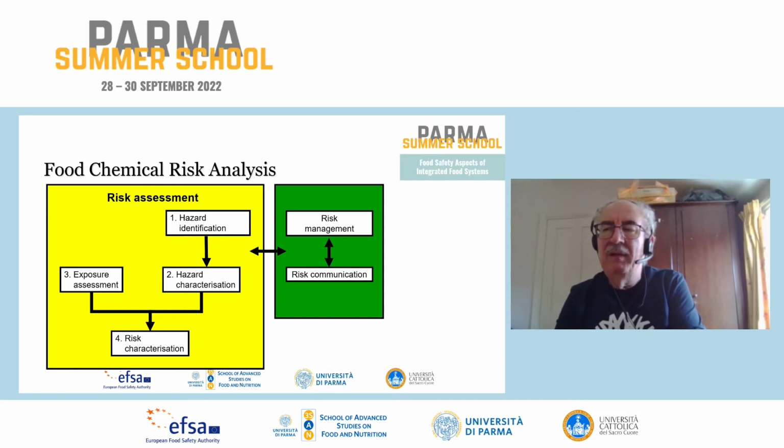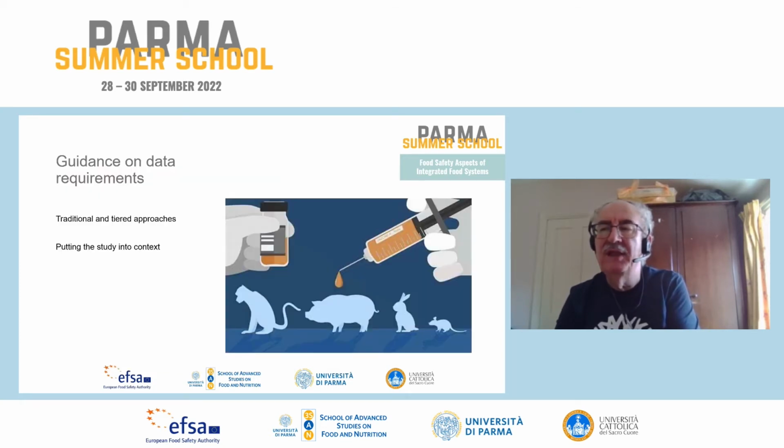But the place where toxicological risk assessment really plays its major roles is in the hazard identification and hazard characterization as part of the risk assessment, which goes together to form risk characterization with this more important part of integrating the evidence. So if we turn to the test requirements, we'll talk about the traditional and now the more modern tiered approaches and putting those studies into context.